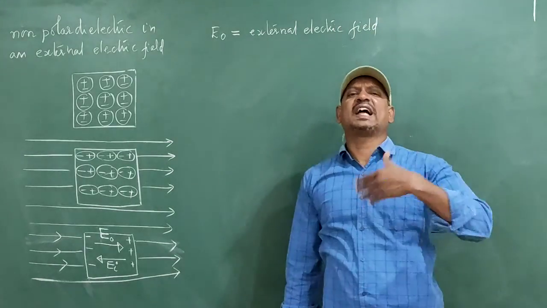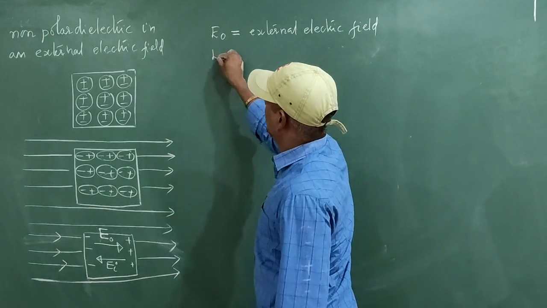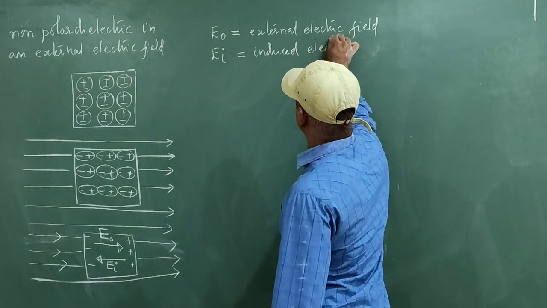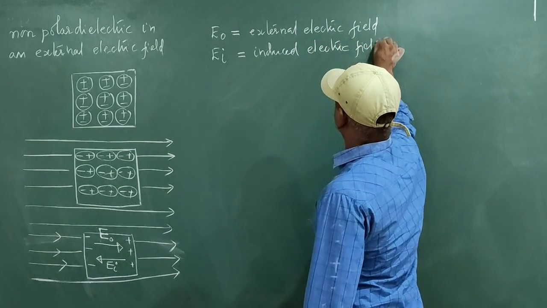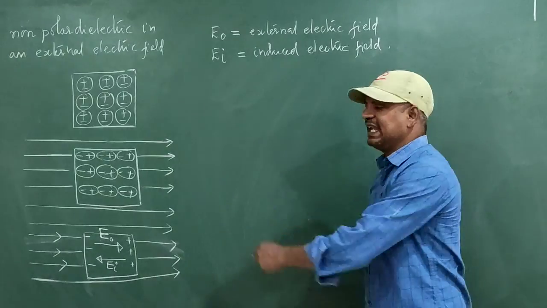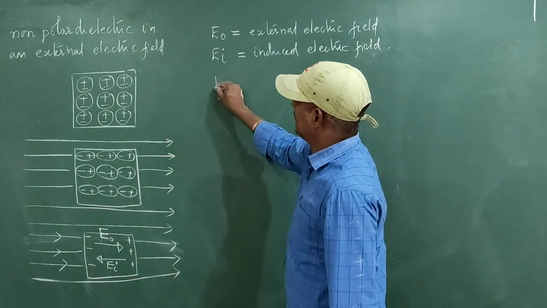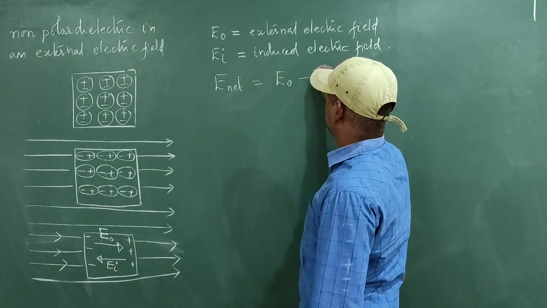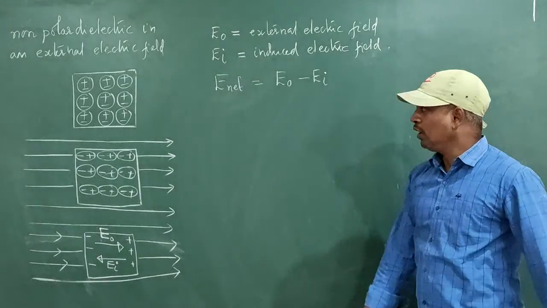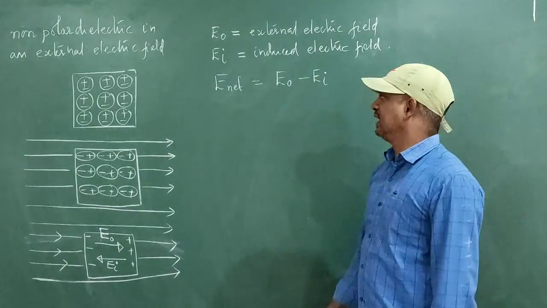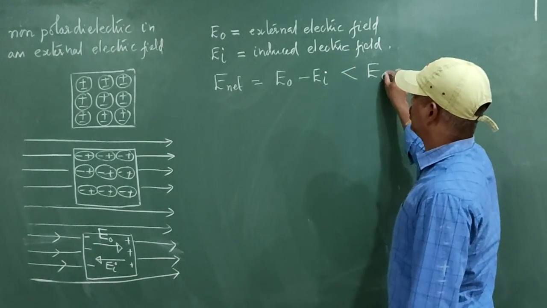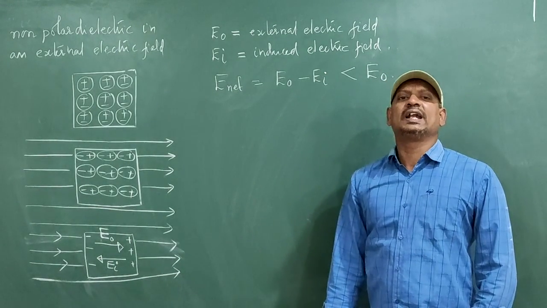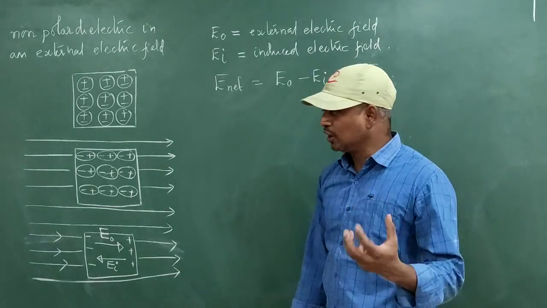That is the field that we are applying. And EI is nothing but the induced electric field. So what is the net electric field inside the slab? The net electric field inside the slab is equal to E naught minus EI. So which is less than E naught or more than E naught? It is less than E naught. So the electric field is reduced.